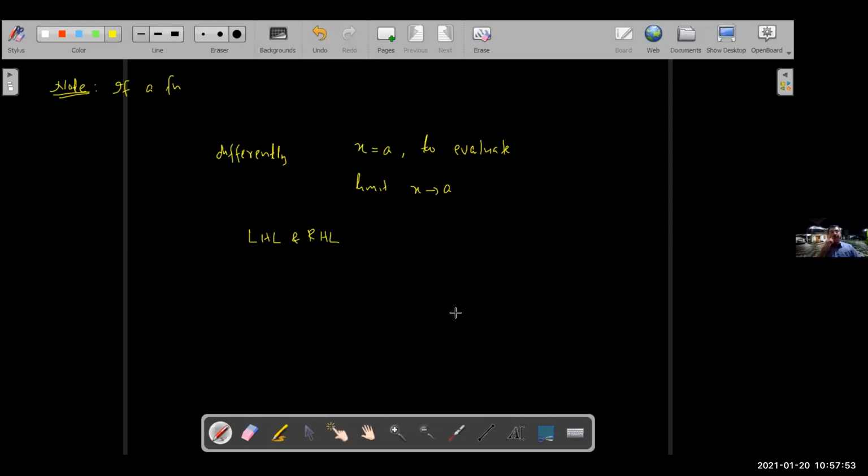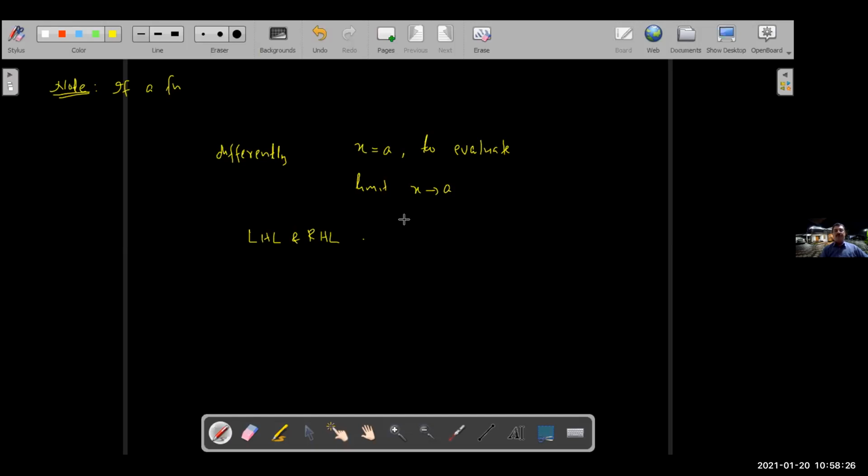So I repeat, if a function is defined differently towards left and right of a particular point, x is equal to a, then to evaluate limit x tends to a, we need to find left hand limit and right hand limit. And only in this case we need to find this LHL and RHL. Otherwise, we don't have to waste time. That we'll see in questions.